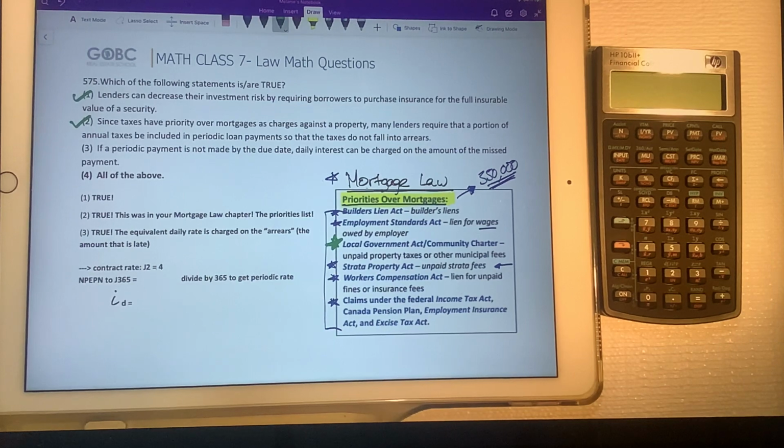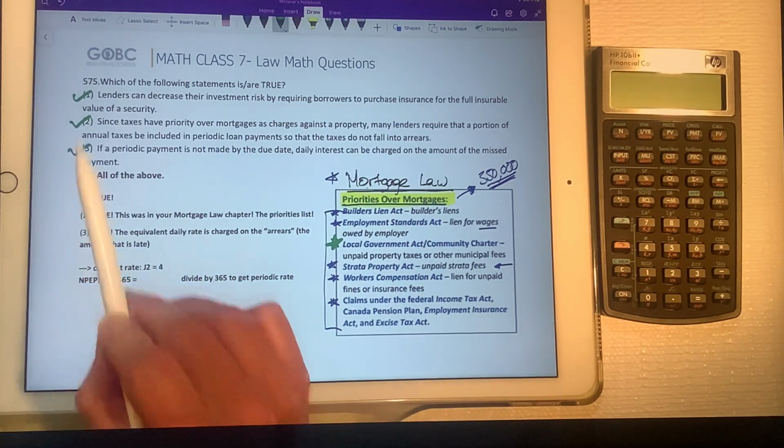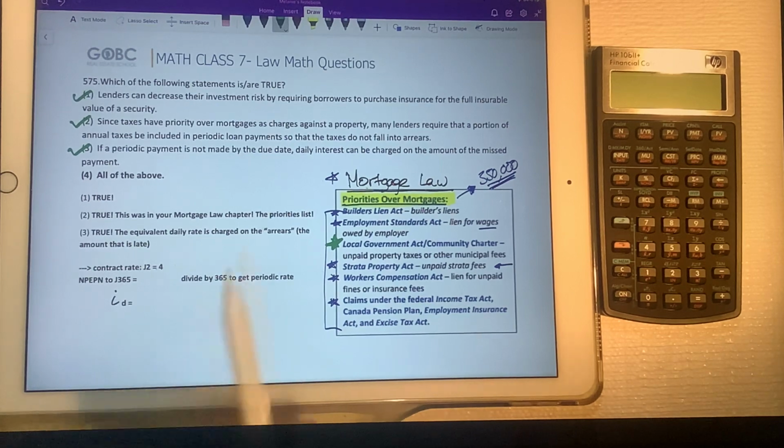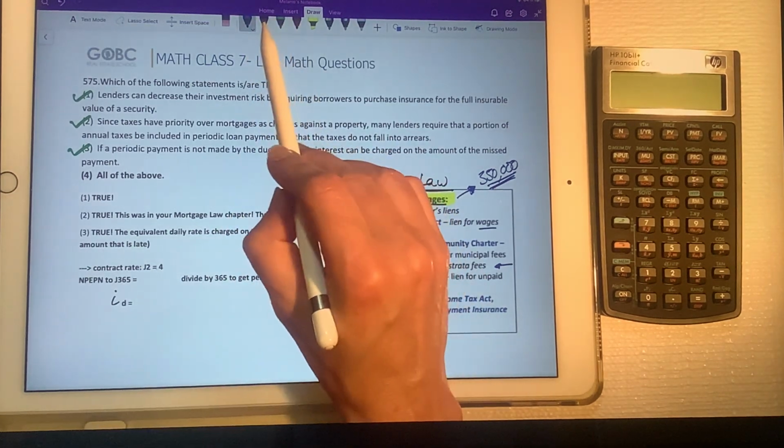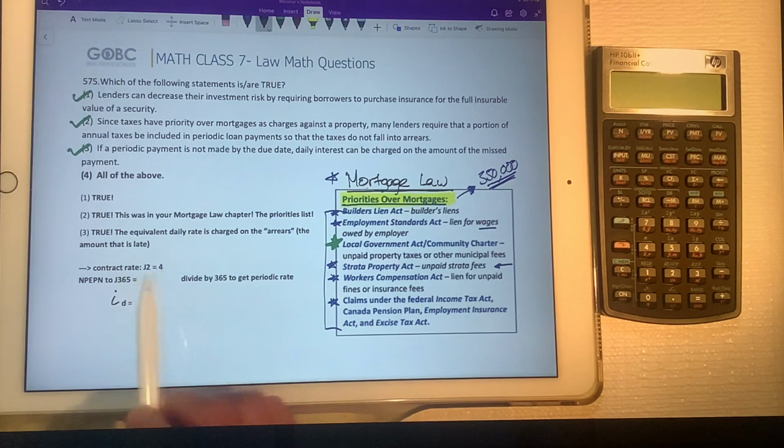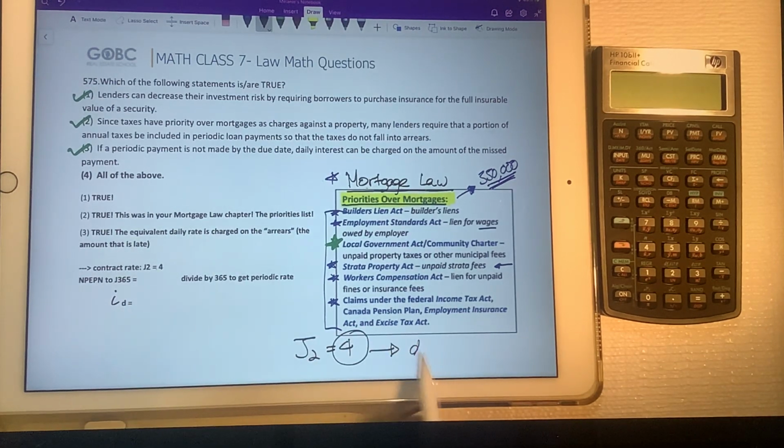And then number 3 says if a periodic payment is not made by the due date, daily interest can be charged on the amount of the missed payment. Now that's true as well. And I just want to clarify something because I've been asked this a few times. It doesn't mean that if you have a contract rate of J2 equals 4, that 4% will all of a sudden be charged daily. It's not 4% daily, it's the daily rate that's equivalent to J2 equals 4.